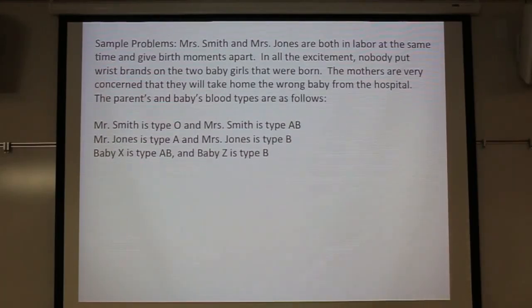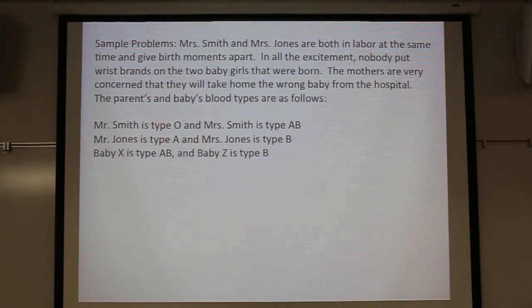Okay, I'm going to try to take you through a couple of these genetic problems here. And here we have a blood type problem where we have Mr. and Mrs. Smith and Mr. and Mrs. Jones. The Joneses and the Smiths basically have a baby at the same time, and in the excitement of the babies being born, nobody puts wristbands on the babies, so they don't know. They're both girls and they don't know which baby goes with who, and so they're trying to figure that out.